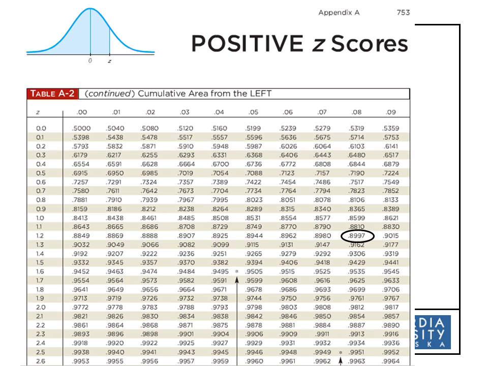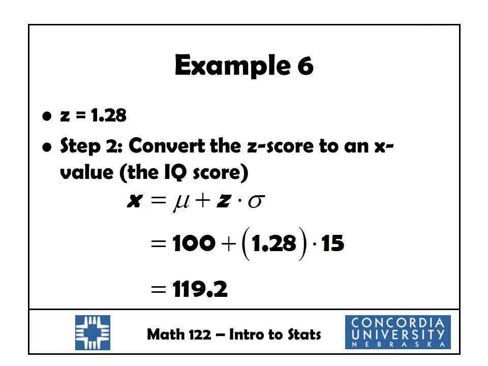Again, we may not be able to find one exactly equal to 0.9. If we look towards the middle of the right-hand side, we see an area of 0.8997, and that's as close to 0.9 as we can get. So we see the corresponding z-score is 1.28.